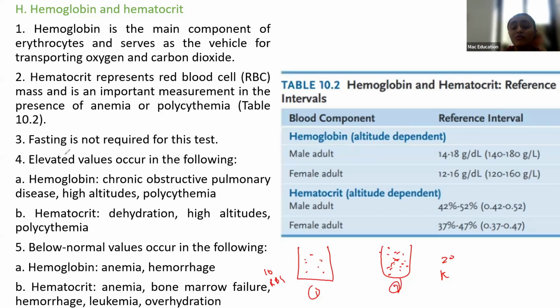And overhydration. Overhydration means there is a fluid overload, so due to that the hematocrit will be diluted. That's why the hematocrit value will be reduced in overhydration. Understood? Yes. Okay.